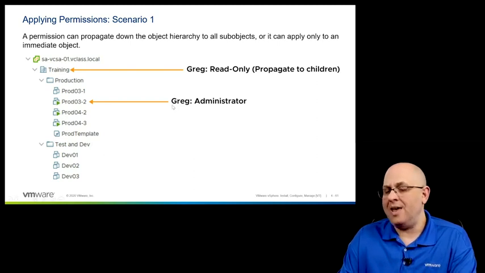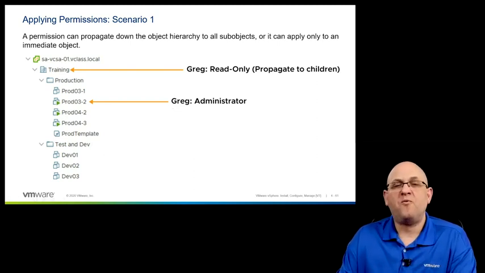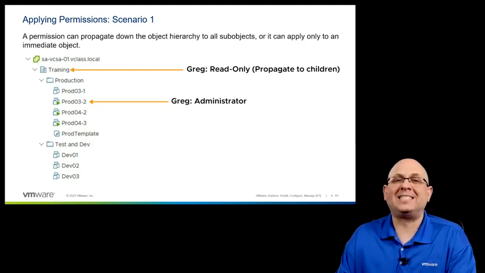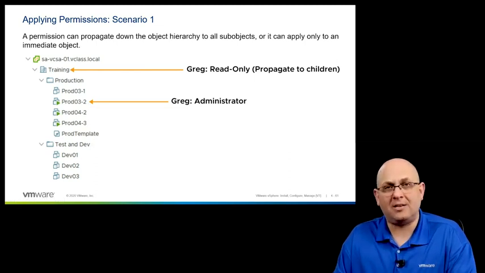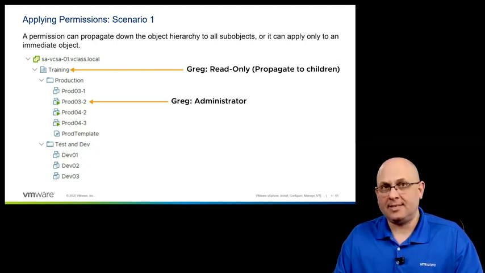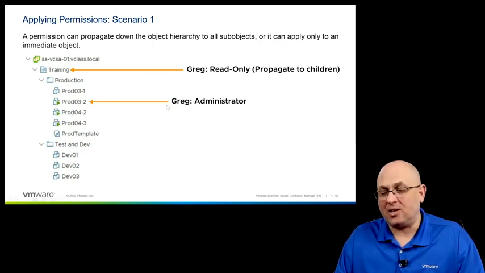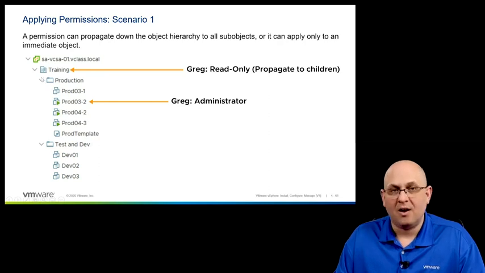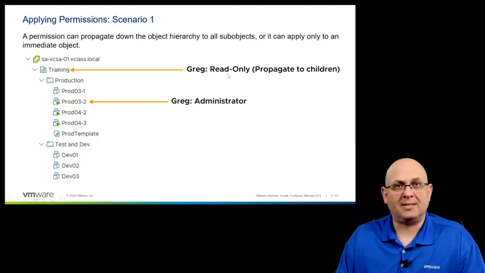We also note that we have established another permission with the role administrator for the user Greg on prod03-2. Now I can tell you that any permission that we explicitly establish on an object will take priority over any inherited permissions. So in that case, yes, in fact, Greg will have the administrator role on prod03-2 in particular, but for the rest of this inventory, from the data center on down, the read-only role will take precedence.